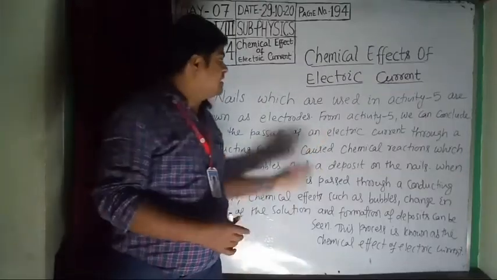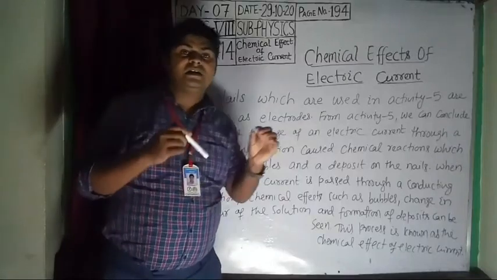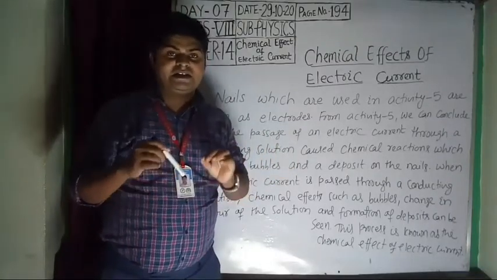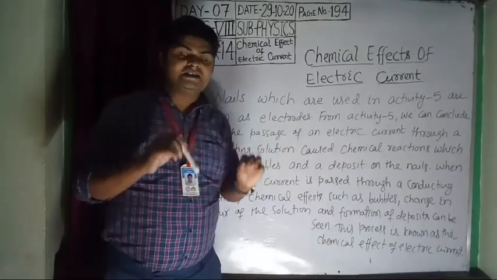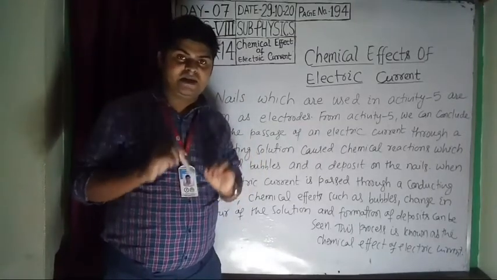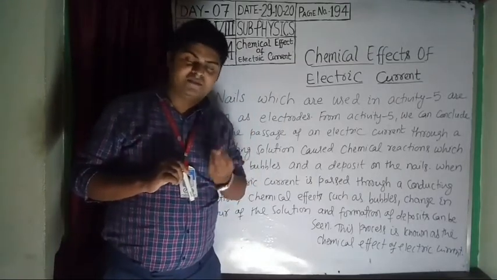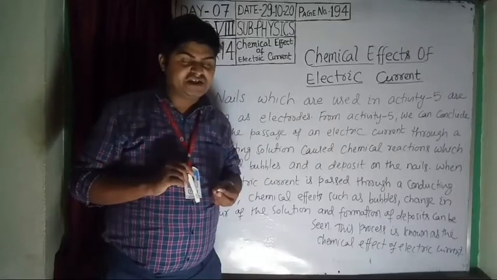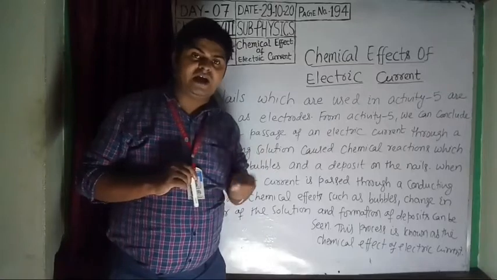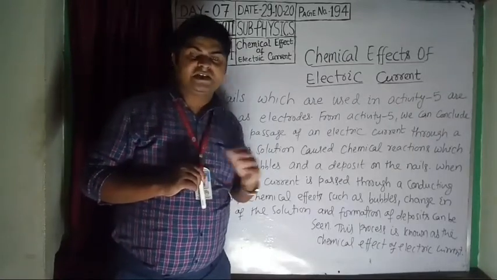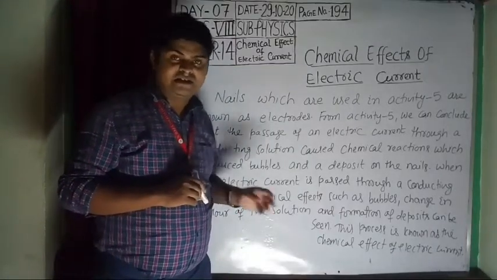So see here, chemical effect of electric current is defined as: when electricity is passed through a conducting solution, some chemical reaction takes place in the solution, and the color of the liquid may change or some bubbles may form and be deposited on the electrodes. This process is called chemical effect of electric current. Now let us see the next para.